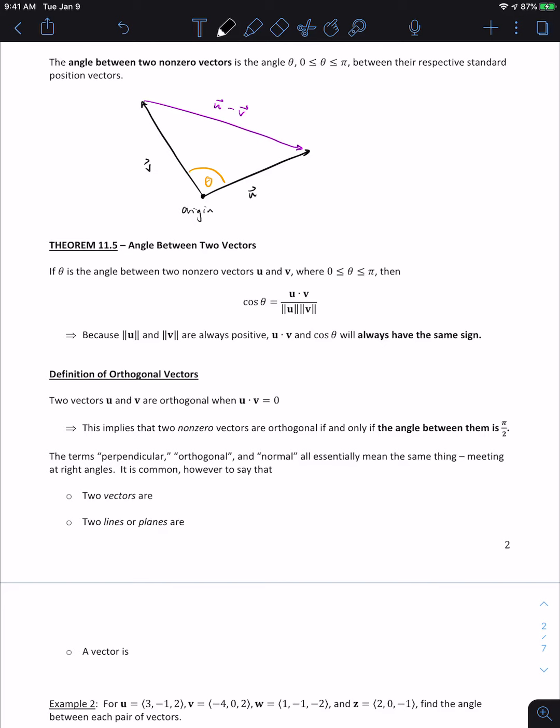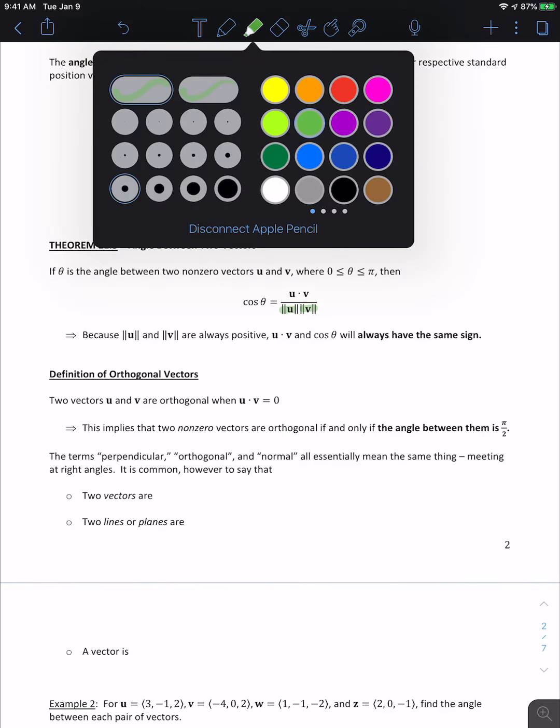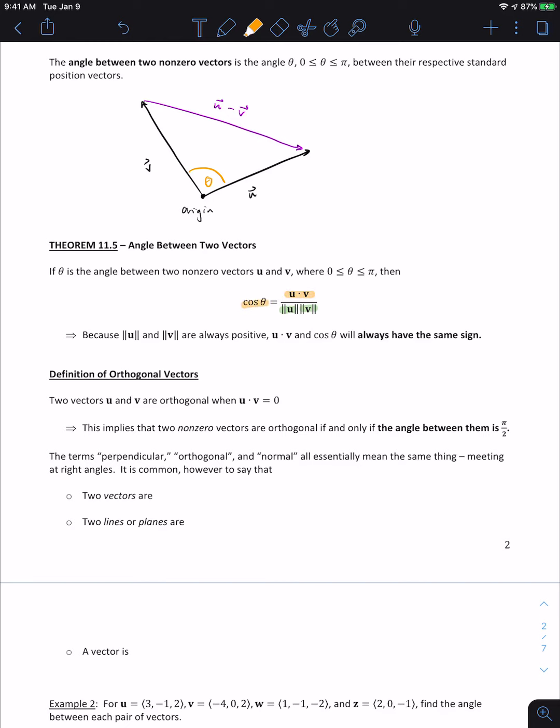So the magnitude of u and magnitude of v, remember that formula? It's the square root of everybody squared. So those are all positive. If these two are positive, what does that mean? That means that u dot v and cosine of theta will always have the same sign, right? So if u dot v is negative, then cosine of theta is negative, and if u dot v is positive, then cosine of theta is positive. So that's just something to note.